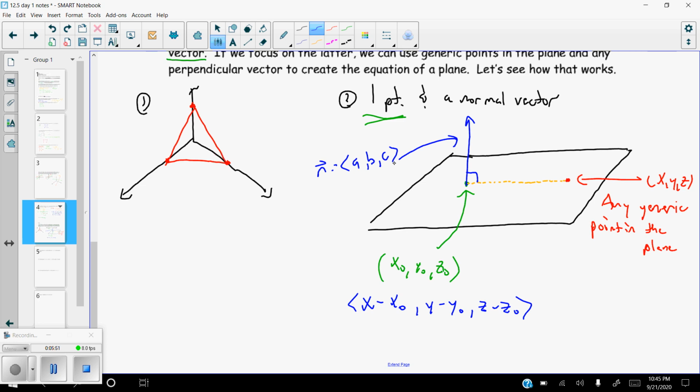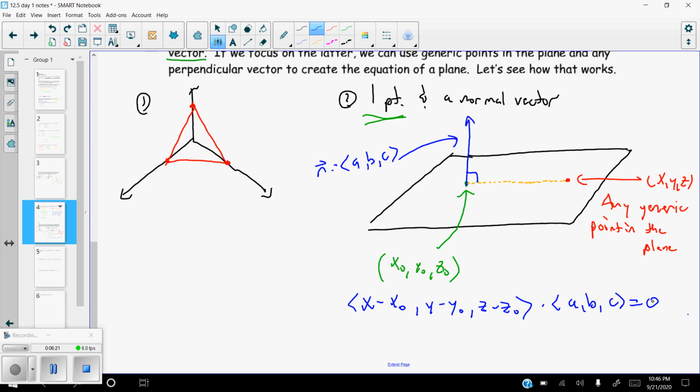So one thing we should remember is that if we use the dot product of 2 vectors, which are perpendicular to each other, that dot product has to equal 0. Okay, so if I dot the vector that we just created, x minus x naught, y minus y naught, z minus z naught, with ABC, because those 2 things are perpendicular, that dot product has to equal 0.